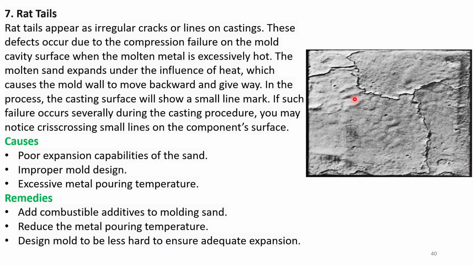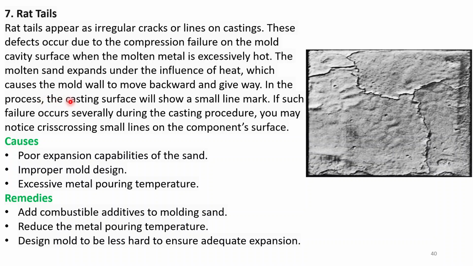Now this is how red tails look. These will be irregular lines on the surface of the casting. Red tails appear as irregular cracks or lines on castings, and these defects occur due to compression failure on the mold cavity surface when the molten metal is excessively hot and the molding sand expands under the influence of heat, which causes the mold wall to move backwards and give way.